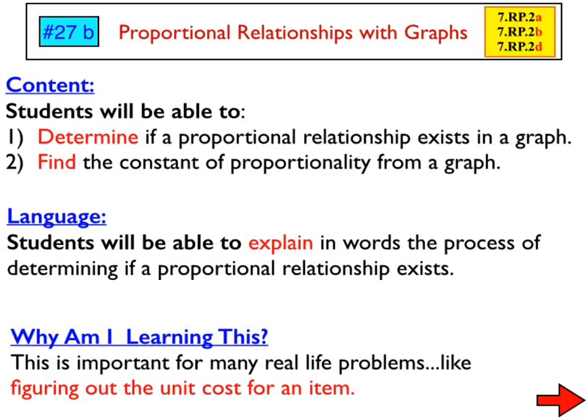So today our focus is on determining if a proportional relationship exists in a graph, and we're also going to talk about how to find the constant of proportionality from a graph. So we did those same things yesterday, but from tables, from graphs, it is easier.